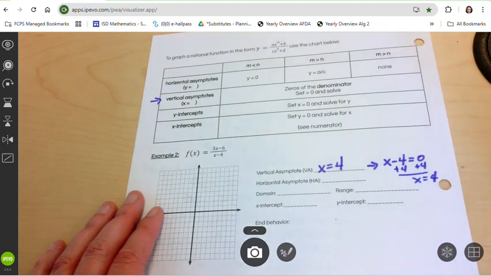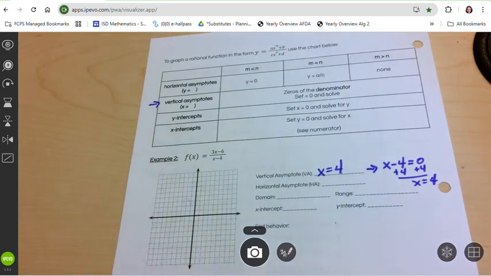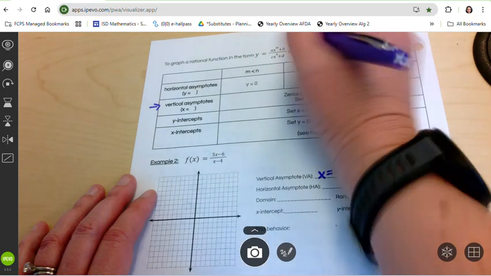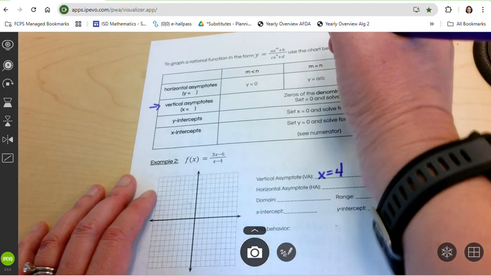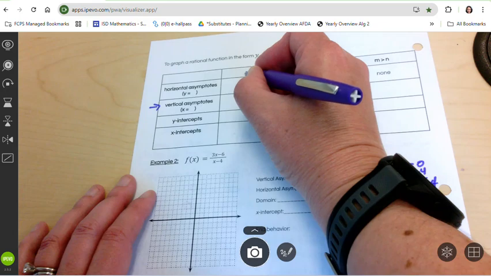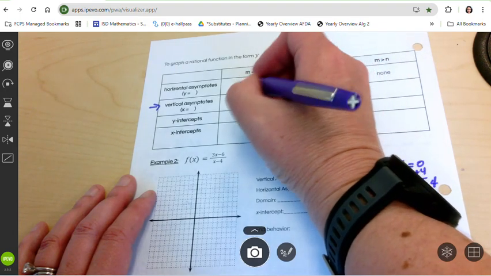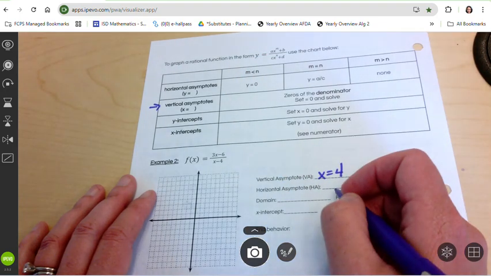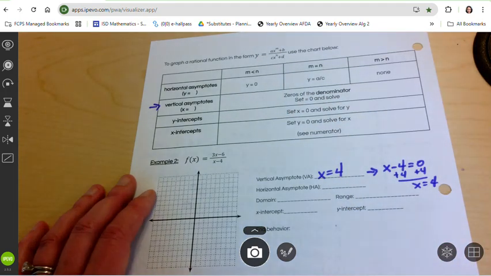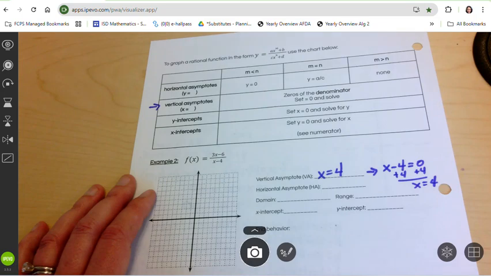Now I'm trying to explain to you why these rules work, but now I'm going to tell you what the rules are. When the degree of the top is much bigger than the degree of the bottom, your horizontal asymptote is y equals 0. So we're talking about the degree.